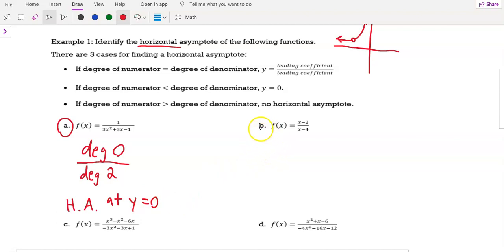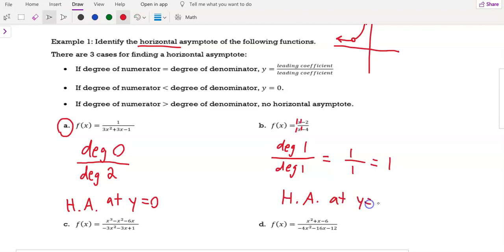On to example B. On the top, we have x, which is really x to the first power. So I would say the numerator has degree 1. The denominator also has degree 1. So this would be when they're equal to one another, so we just take those leading coefficients. This leading coefficient is a 1x, and that is a 1x. So we have 1 over 1 for a horizontal asymptote at y is equal to 1.